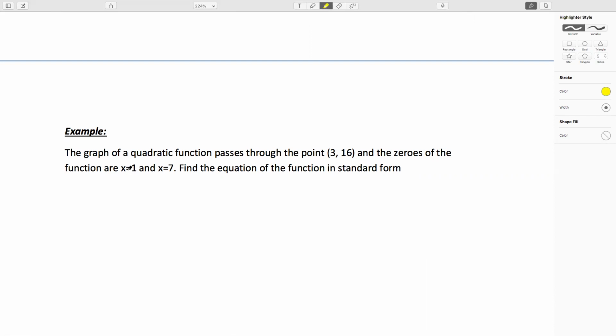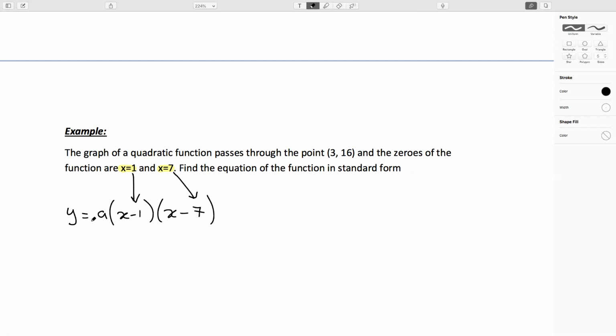So the zeros allow me to build the function in factored form. I'm going to call it the skeleton equation, just like we did last time. I know that my function has to be of the form y equals a times (x minus 1) times (x minus 7), because one of my zeros is 1 and one of my zeros is 7. So it's x minus 1 and x minus 7, because plus 1 turns this bracket into 0 and plus 7 turns this bracket into 0. What I don't know is my stretch, and the stretch I need to calculate.